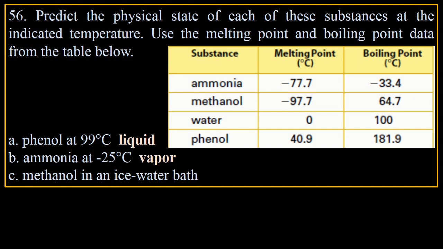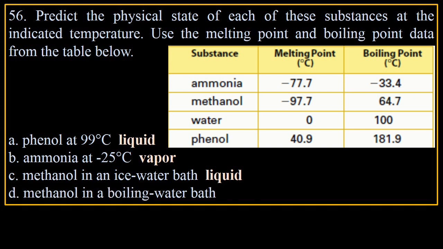All right, methanol in an ice bath, water bath. So it's going to be methanol at about 0 degrees Celsius. That's between the melting and the boiling, so that's a liquid. Methanol is going to be a liquid in an ice bath. Ethanol is also a liquid in an ice bath. Ethanol is an alcohol, and a lot of the alcohols are going to have the same idea. They're going to be similar to water.